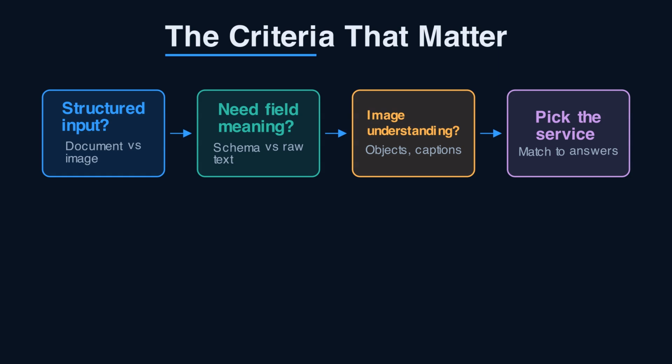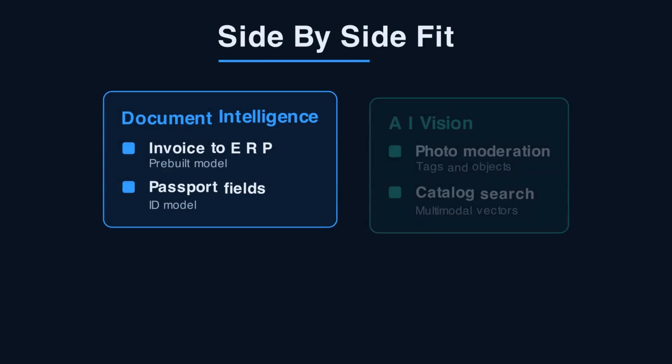3. Do you need image understanding like detecting objects or generating captions? That's only AI Vision. 4. Is the text printed on a form or scattered across a photo? Forms favor Document Intelligence, photos favor AI Vision. Notice that if you only need raw text out of a clean document, both can do it, and then cost and integration decide. Let me make it concrete with real workloads.